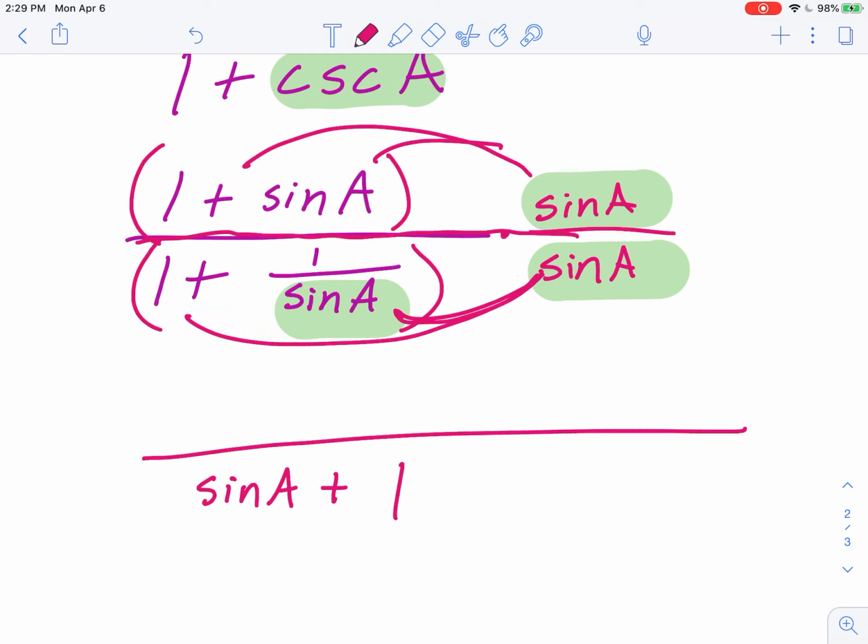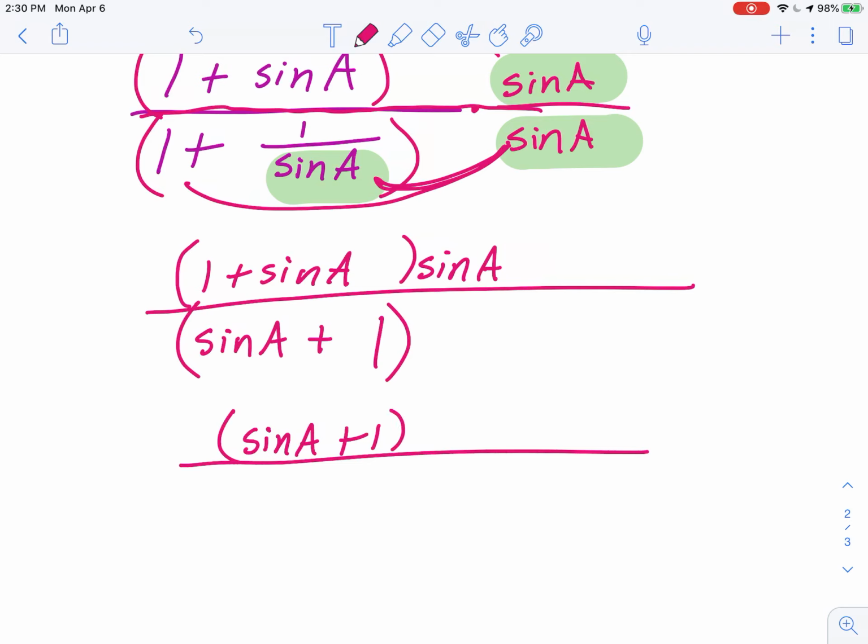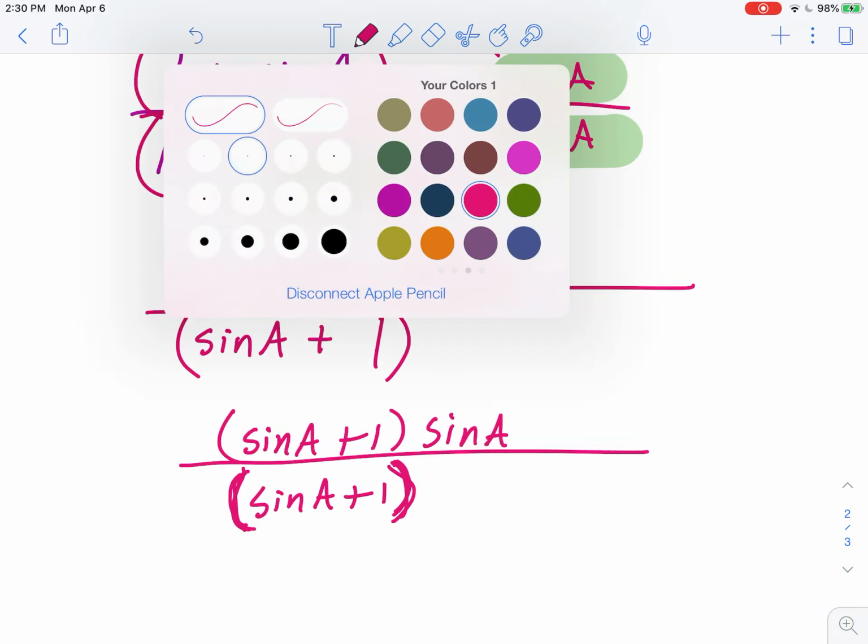Notice if I leave it factored in the top, I have sine of A times 1 plus sine of A. Well, notice 1 plus sine of A, and in the bottom sine of A plus 1, they're almost the same. All I have to do is commute the terms on one of them. So by the commutative property of addition, I would decide to commute the terms in the first factor in the numerator, and at the bottom I'll just leave it the same. Now I will put parentheses around that sine of A plus 1 in the bottom, because what I'm about to do is divide them out.